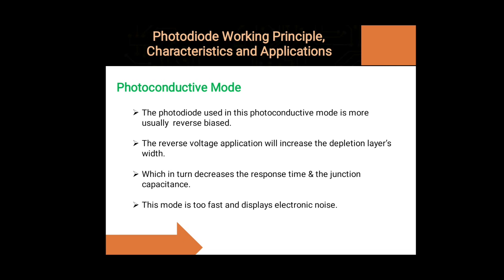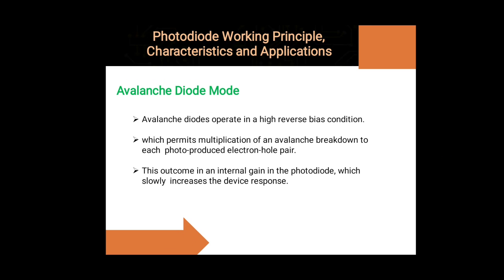The second one is the photoconductive mode. The photodiode used in the photoconductive mode is usually reverse biased. The reverse voltage application will increase the depletion layer width, which in turn decreases the response time and the junction's capacitance. So this mode is very fast and displays electronic noise.